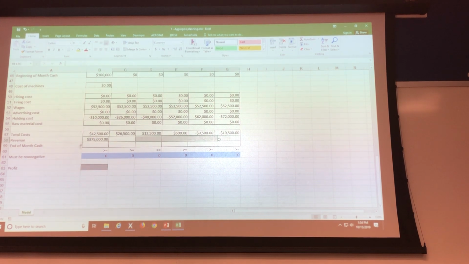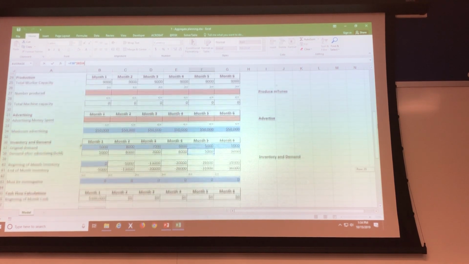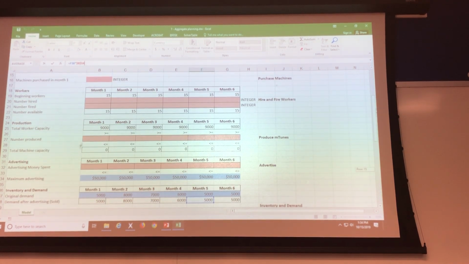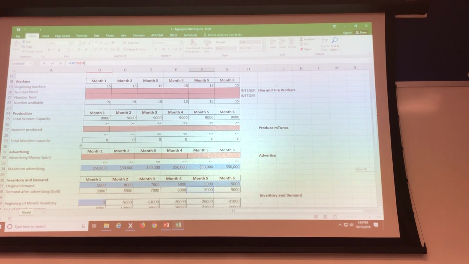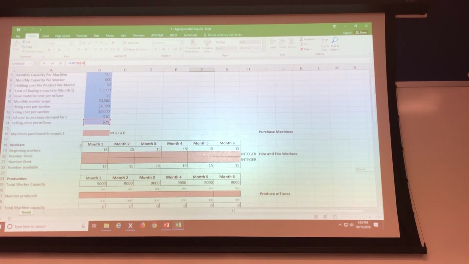Copy it across. I copy it across. I spot check. Well, let's see. I can't see them both at the same time, but the month 5 sold amount, the selling price.